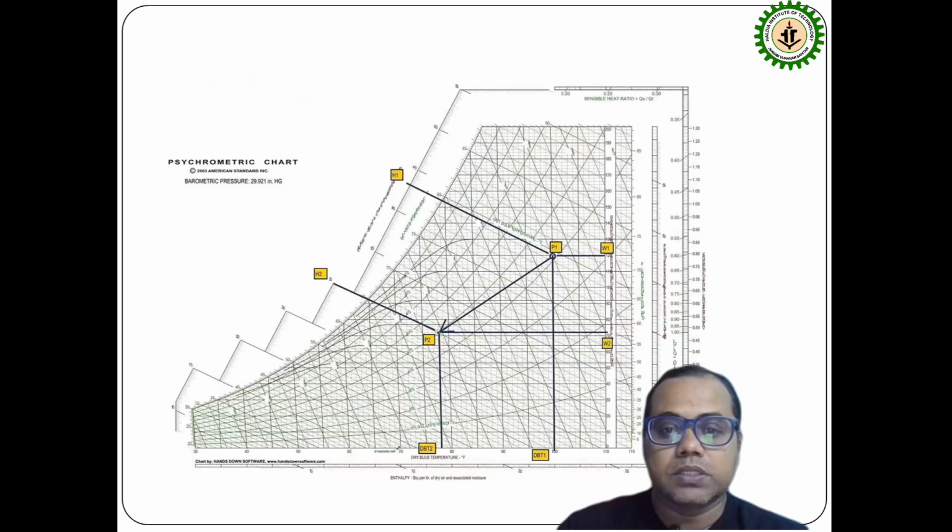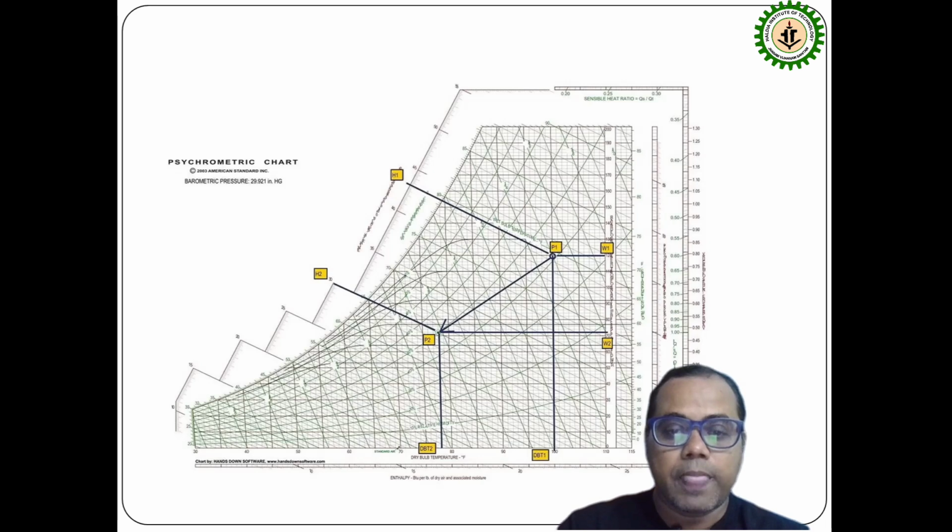If you look at the psychrometric chart, on the x-axis we plot the dry bulb temperature and on the y-axis we plot the humidity ratio. From that psychrometric chart we can determine all the psychrometric properties: dry bulb temperature, wet bulb temperature, humidity ratio, specific volume, enthalpy, all these things.